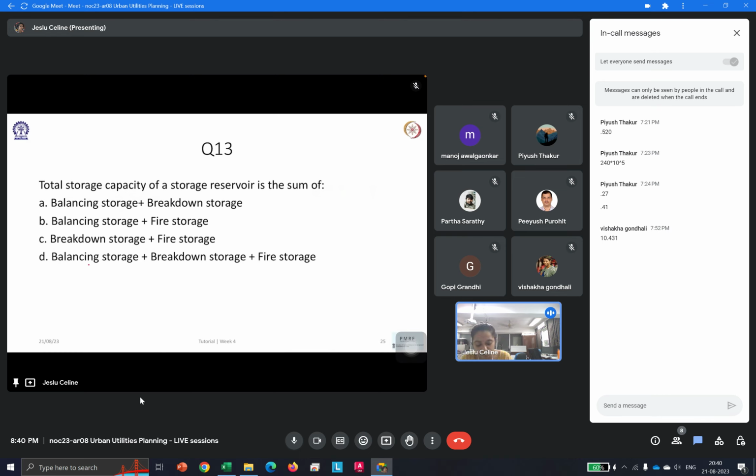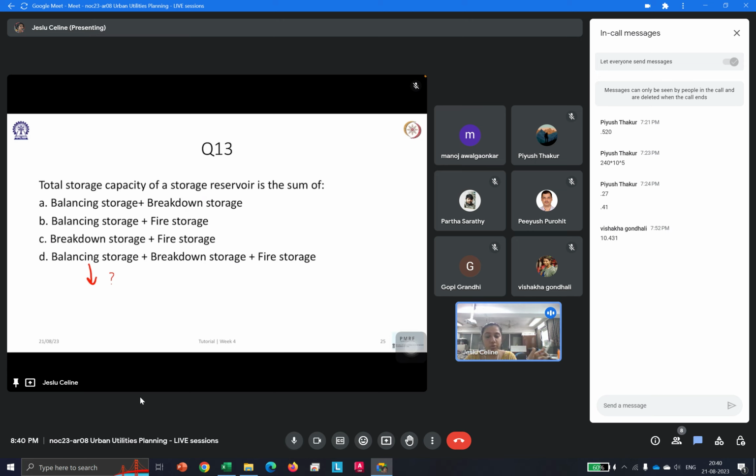So, what is balancing storage firstly? Storage required for demand purpose. Basically, it's the mass curve method which we discussed before. For instance, if the demand is in excess or the supply is in excess, in order to balance the difference between the cumulative demand and cumulative supply, we use the balancing storage. So in all our calculations, we mainly calculated the balancing storage.